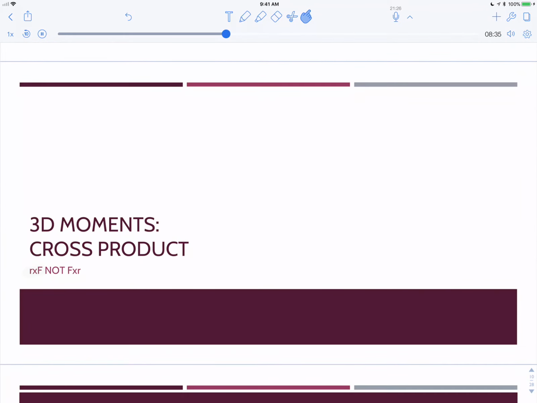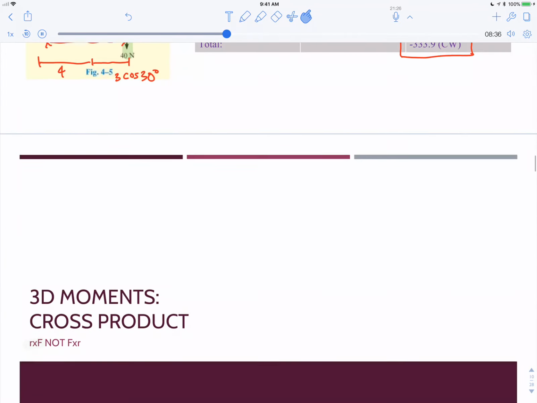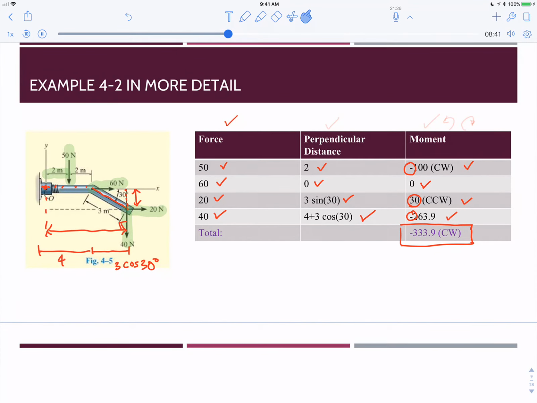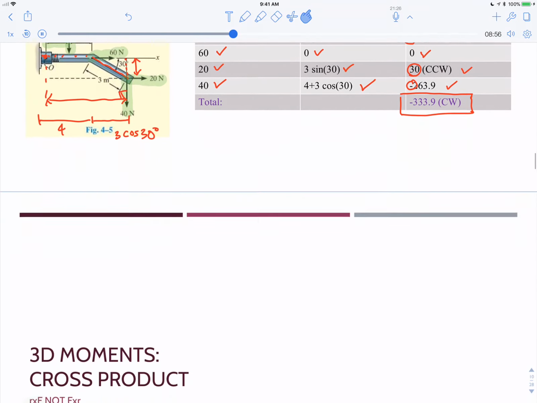This is a typical strategy for getting moments in 2 dimensions. You get the force, you find the perpendicular distance from the point you're interested in to the force, you multiply them, and then you determine if it's going counterclockwise around that point or clockwise around the point, and that will be plus or minus. But what about 3-dimensional problems?